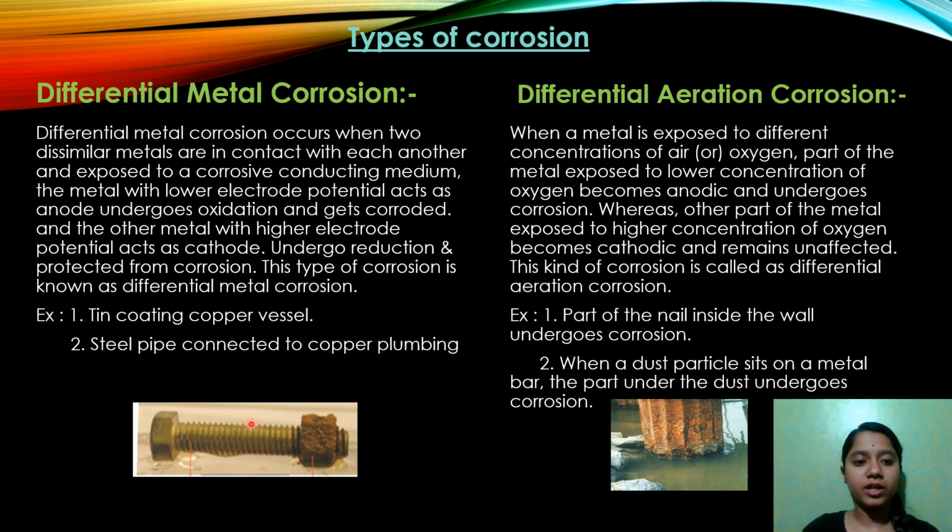Here is a picture where you can relate it to differential metal corrosion. Differential aeration corrosion: when a metal is exposed to different concentrations of air or oxygen, the part of the metal exposed to lower concentration of oxygen becomes anodic and undergoes corrosion, whereas the other part of the metal exposed to higher concentration of oxygen becomes cathodic and remains unaffected. This kind of corrosion is called differential aeration corrosion. Example, the part of a nail inside the wall undergoes corrosion. And the second one, when a dust particle sits on a metal bar, the part under the dust undergoes corrosion.